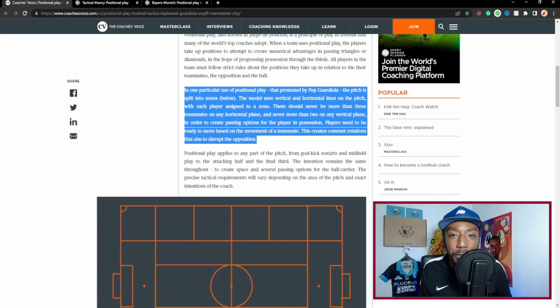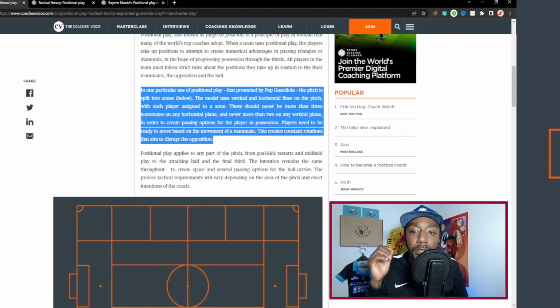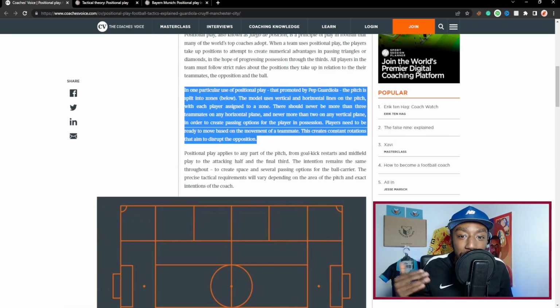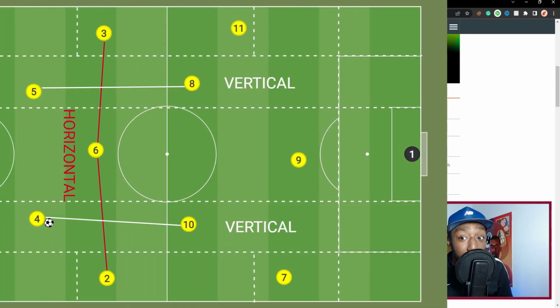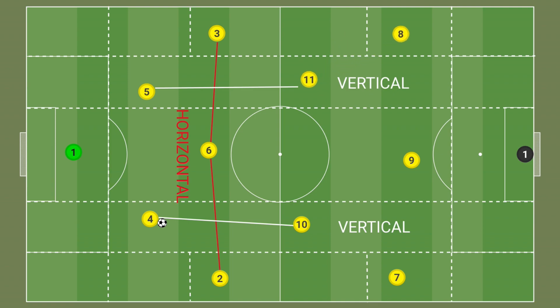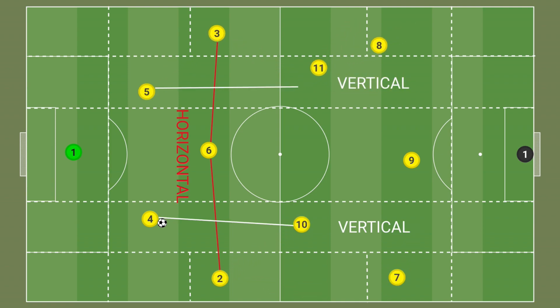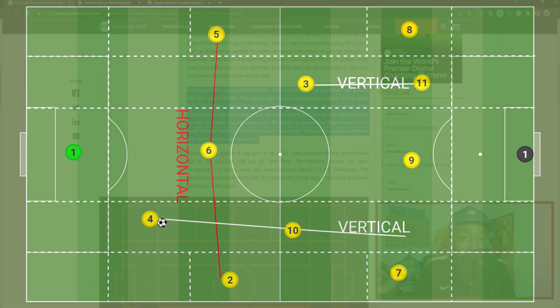In one particular use of positional play that is prompted by Pep Guardiola, the pitch is split into different zones. The model uses vertical and horizontal lines on the pitch with each player assigned to a zone. There should never be more than 3 players on a horizontal plane and never more than 2 on any vertical plane in order to create passing options for the player in possession. Players need to be ready to move based on the movement of a teammate. This creates constant rotations that aim to disrupt the opposition.